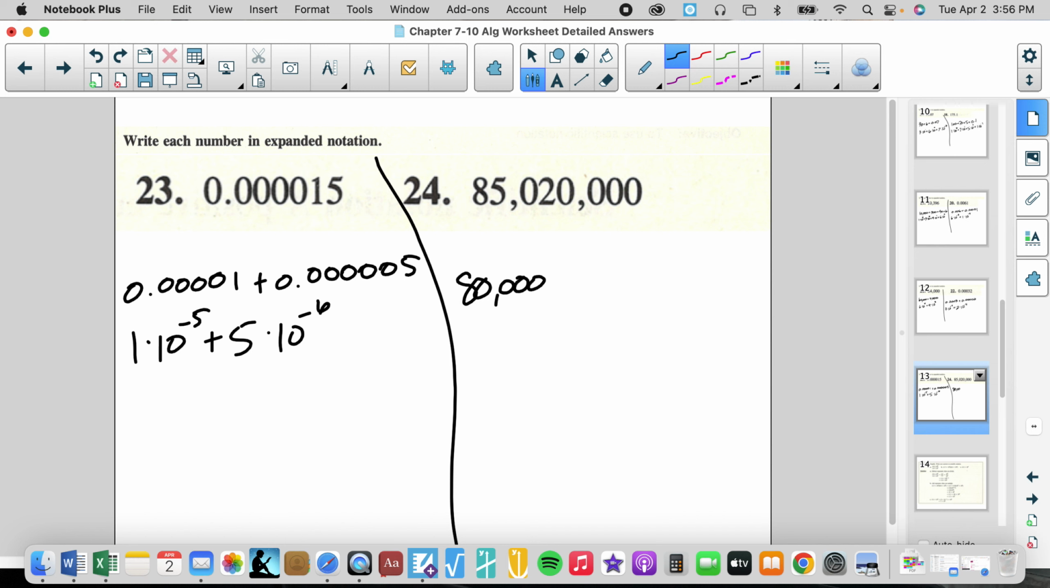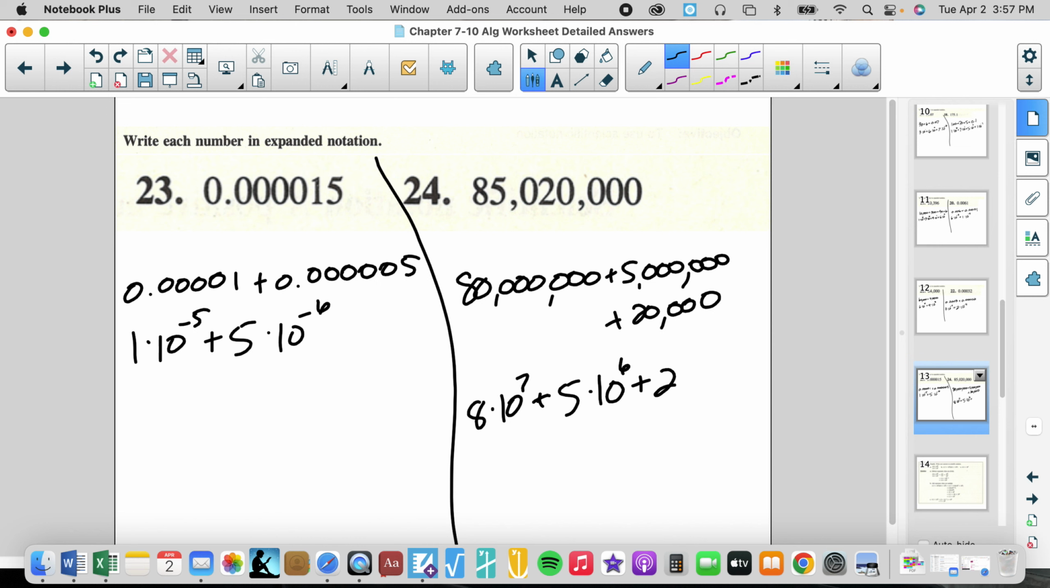80 million plus 5 million plus 20,000. So that's 8 times 10 to the 7, plus 5 times 10 to the 6, plus 2 times 10 to the 4.